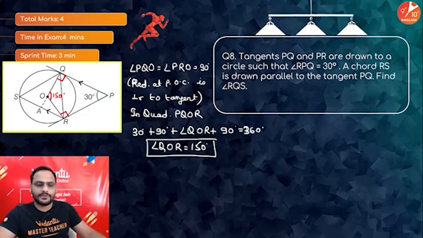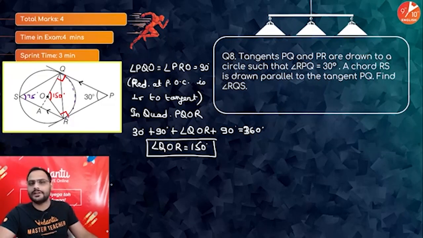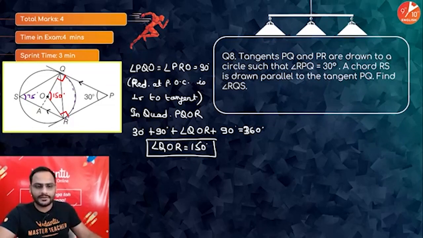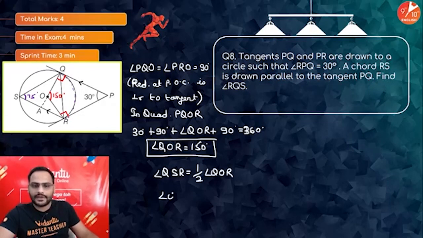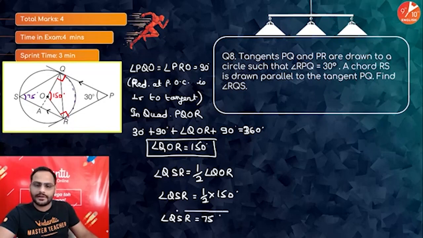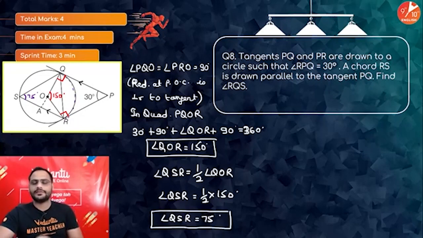Now if angle QOR is 150 degrees, you know if an arc subtends an angle of 150 degrees at the center, in the remaining part of the circle it will be half of it. This angle is going to be 75 degrees. Grade 9th we have studied. So it is very important to revise the grade 9 theorems also. So angle QSR will be half of angle QOR, which means half of 150. So we got angle QSR as 75 degrees.